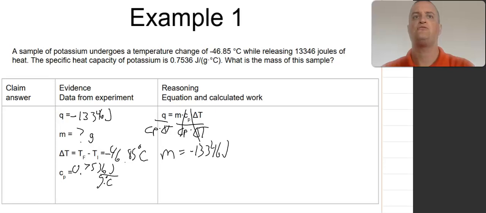So our mass is now, we just put in our values, negative 3346 joules all over Cp, 0.7536 joules over grams degrees Celsius. Yeah, we want to write all this stuff out. It's proper stuff. Hopefully you're having a better handwriting than I am.